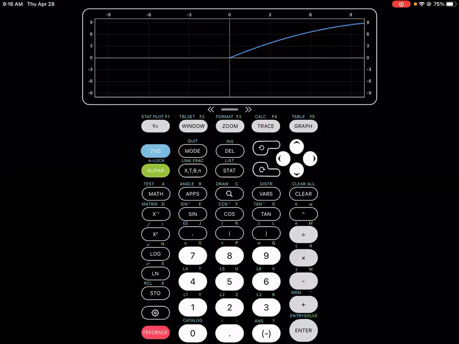What did you do? Are you in? Go to y equals, go to your y equals. Go to window.